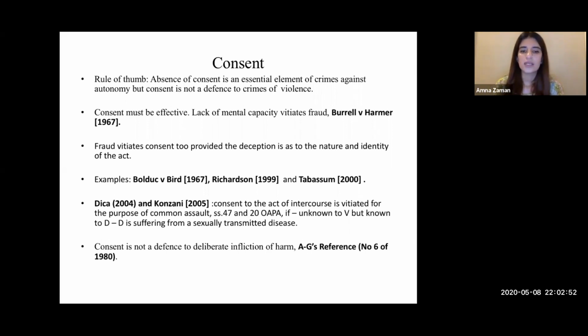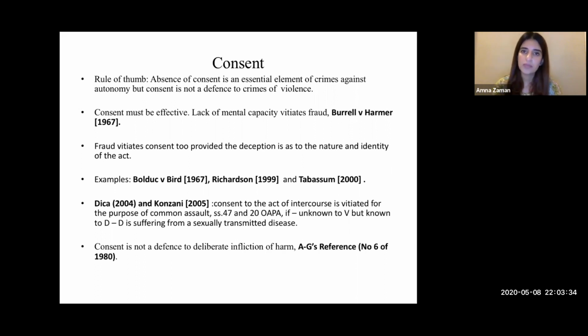In Dica and Konzani, the court clearly said that consent to the act of intercourse will be vitiated for the purposes of section 47 and section 20 if, unknown to the victim but known to the defendant, the defendant is suffering from a sexually transmitted disease. So if the defendant suffers from an STD and knows that they have a sexually transmitted disease and they do not tell the victim about it and the victim consents to intercourse, this won't be consent. Why not? Because the victim was not aware of their STD and the consent given by the victim is not informed consent.